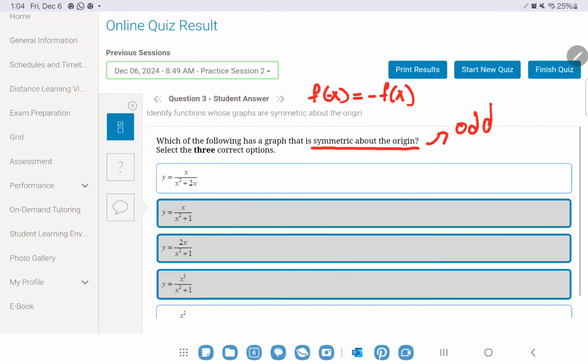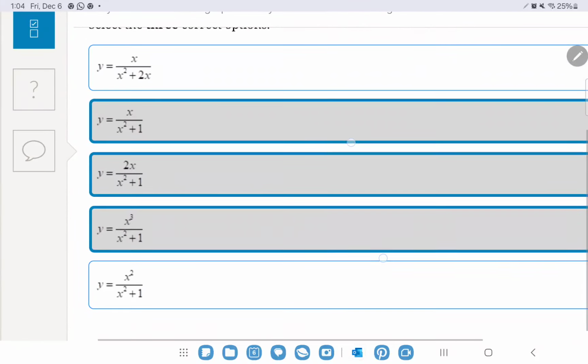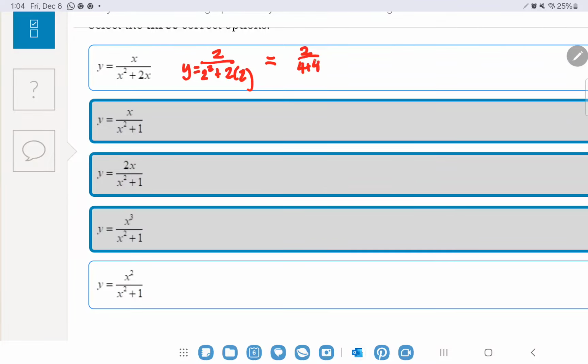What that means is when you substitute a number instead of x and you substitute the same number but negative, you're gonna get the same answer but with the opposite sign. What I like to do for this type of question is substitute real numbers instead of just x. So let's substitute the number 2. It's my favorite number to substitute because it's usually the easiest. Let's start. So y equals 2 over 2 squared plus 2 into 2, which is 2 over 4 plus 4. So that's gonna equal 2 over 8.